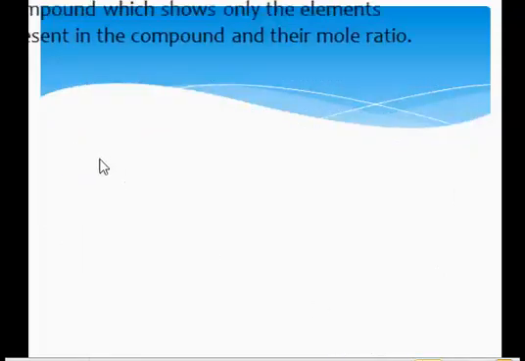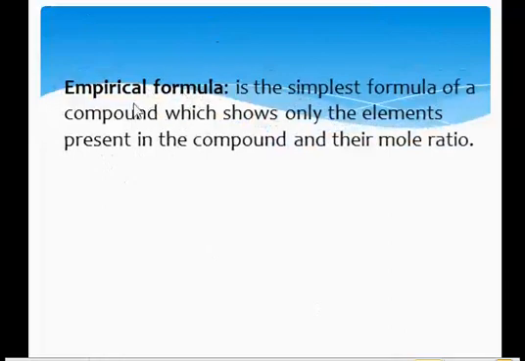So now what's empirical formula? Now empirical formula is the simplest formula of a chemical compound. So what empirical formula shows us is the elements present in that compound and their mole ratio. So that's the only information that empirical formula shows, okay? The elements present in the compound and the mole ratio, the ratio of the elements.